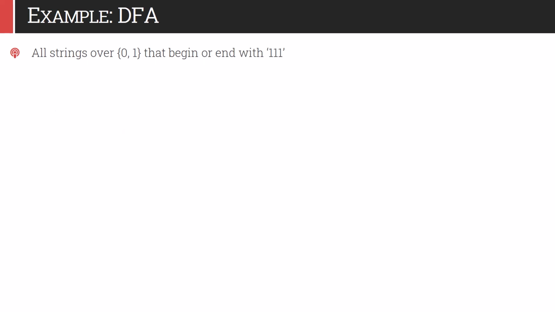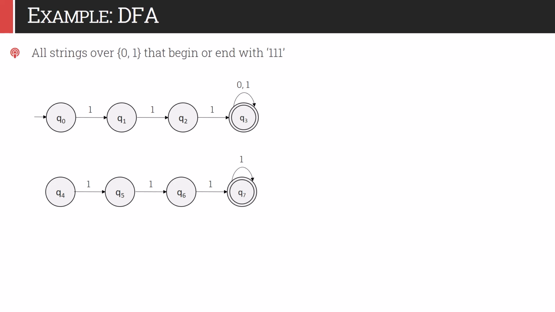All strings over 0, 1 that begin or end with 111. So it can be either having 111 at the beginning or 111 at the end. So here, this is the DFA for 111 at the beginning. And now we will try to adjust 111 that will be at the end. So this will ensure that we have 111 at the end.